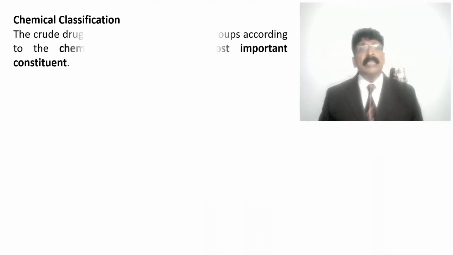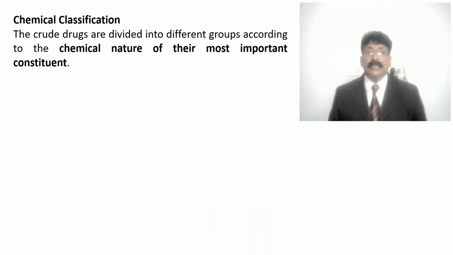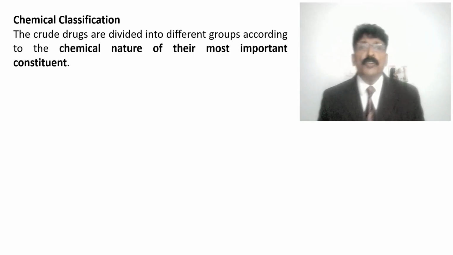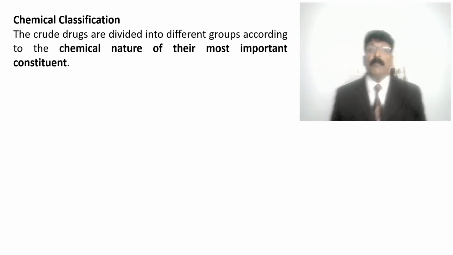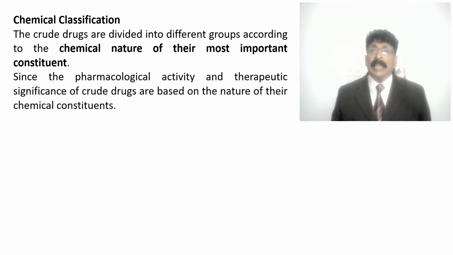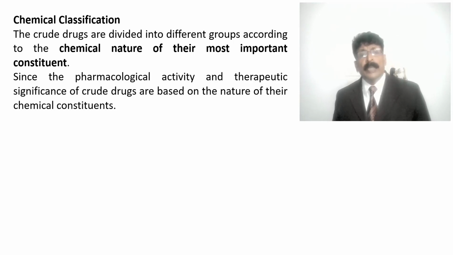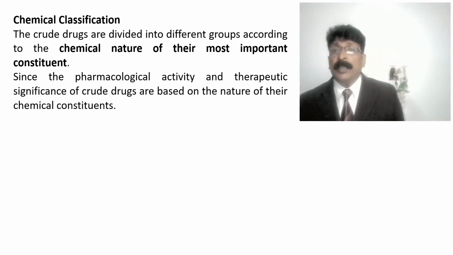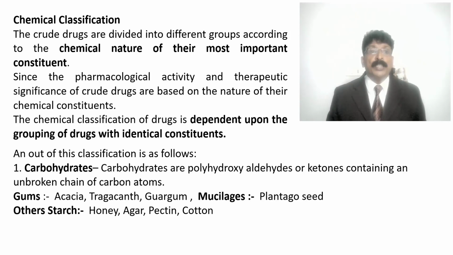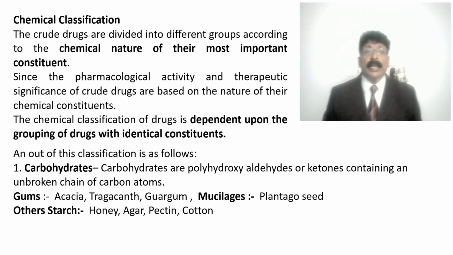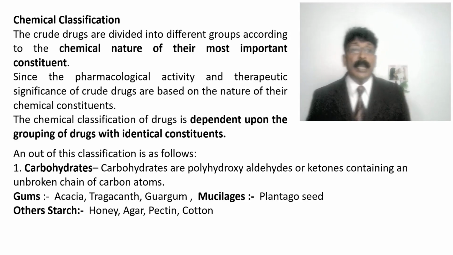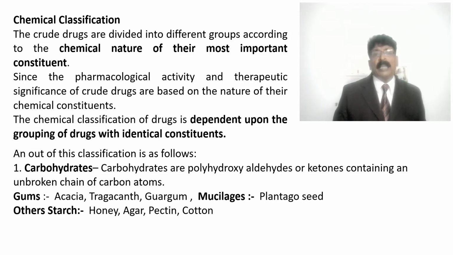Chemical classification. When you come to chemical classification, the crude drugs are divided into different groups according to the chemical nature of their most important constituents. Since the pharmacological activity and therapeutic significance of the crude drugs are based on the nature of their chemical constituents, meaning phytoconstituents, the chemical classification of the crude drug depends on the group of the drug and identification of constituents. So, the outline of the classification is as follows.